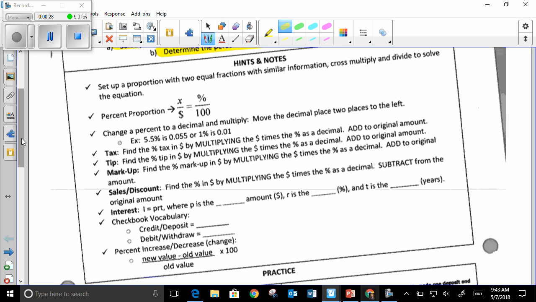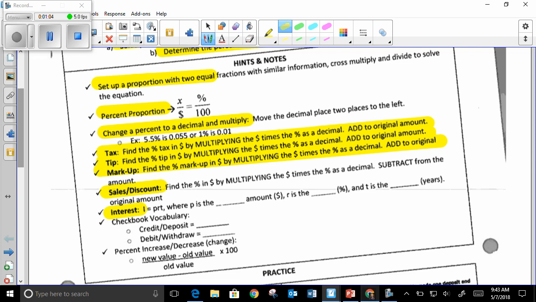So don't forget, when we talk about proportions, make sure that your proportions are set up with the same number on the top as it is on the other side, the same topic. Make sure you know how to change a percent to a decimal. Make sure that you know about tax, tip, markup, sales discount, interest.